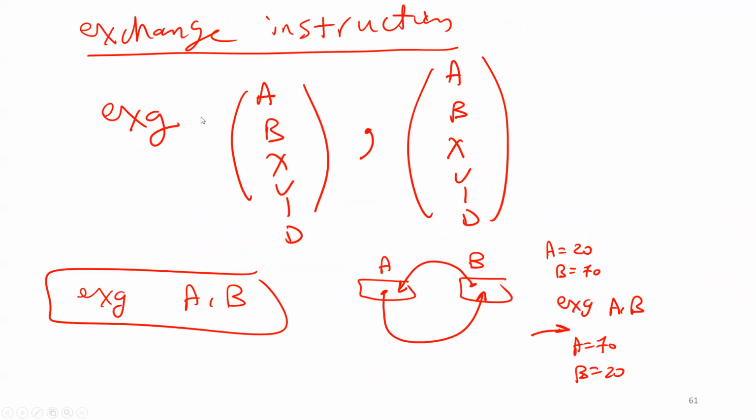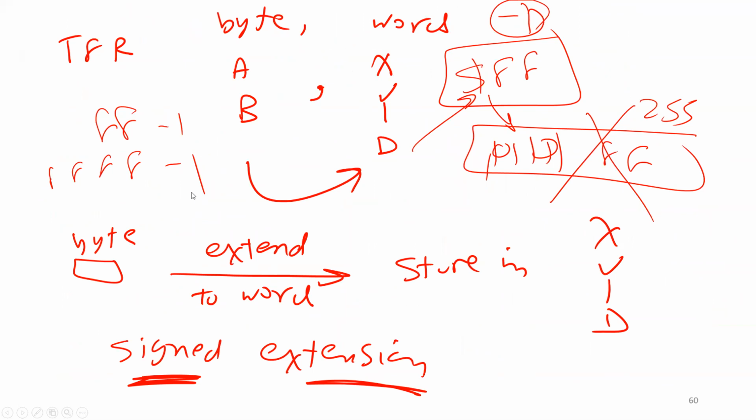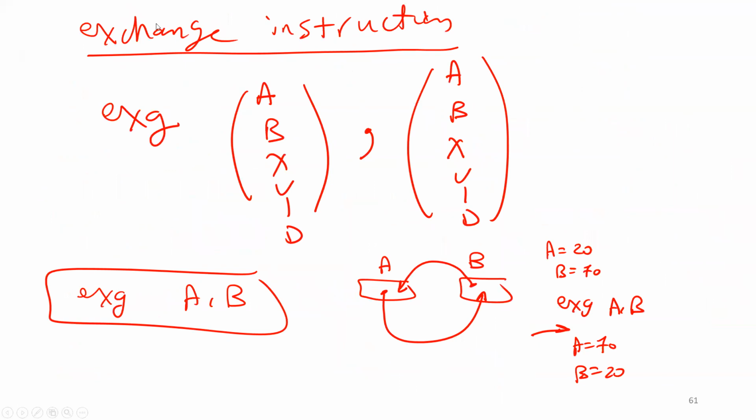Okay. So transfer is going to do signed extension. We have another instruction, exchange. The exchange instruction has to work on registers, no memory here, only registers. So this one is going to do exchange.